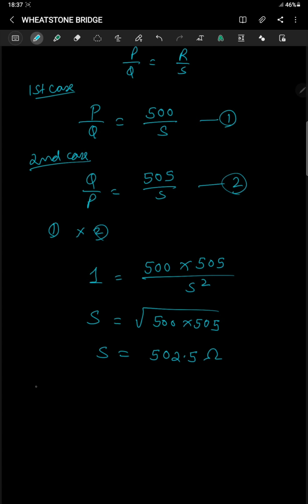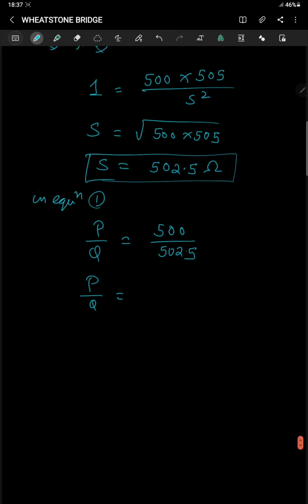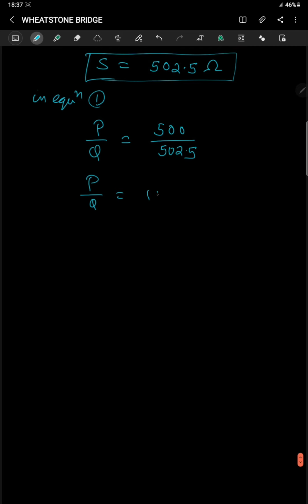Let me put this value in equation 1. If I put it in equation 1, my P by Q will be 500 divided by 502.5. So the ratio P by Q comes out to be 1:1.005. So this is the answer.